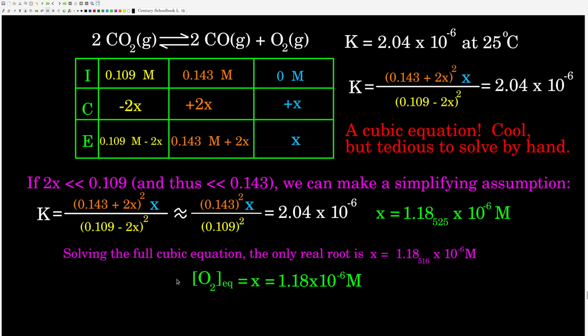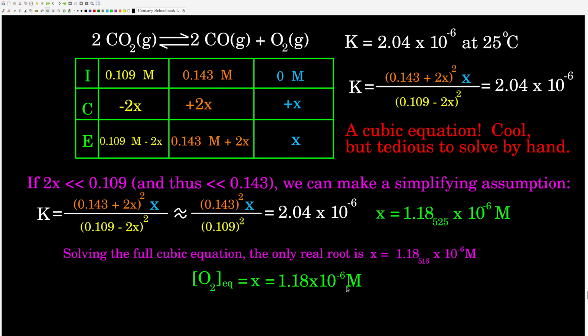And so we were asked to find the equilibrium concentration of oxygen, which we can see is just equal to x. So there it is, 1.18 times 10 to the minus 6 molar. All right, so a couple of things. We can play with this idea a little bit.